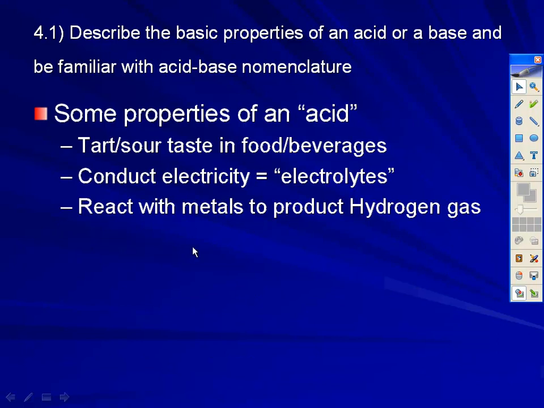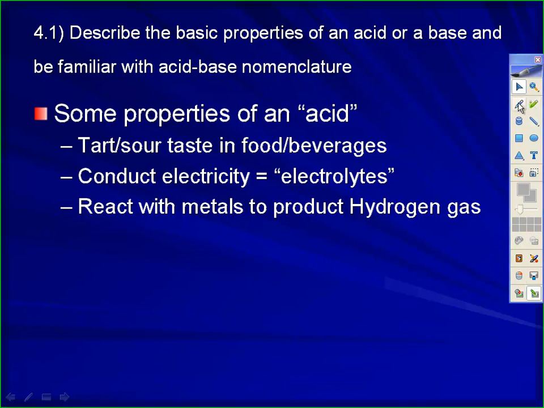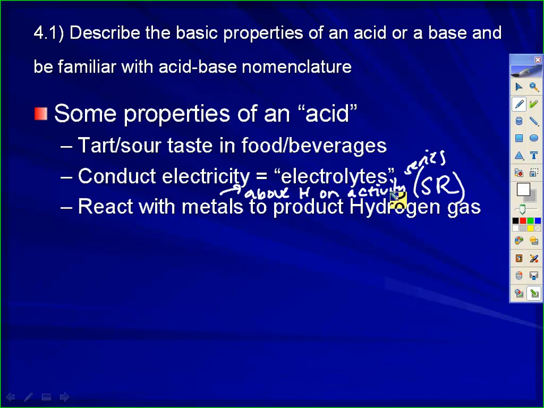Acids will react with metals to produce hydrogen gas. This would be a single replacement reaction, so I add that on here. That would be a single replacement reaction releasing hydrogen gas, so long as those metals are above hydrogen on the activity series. So anything above hydrogen on the activity series will do this. As far as the metals go, if that hydrogen is in the acid, then it will liberate that hydrogen into gaseous form.